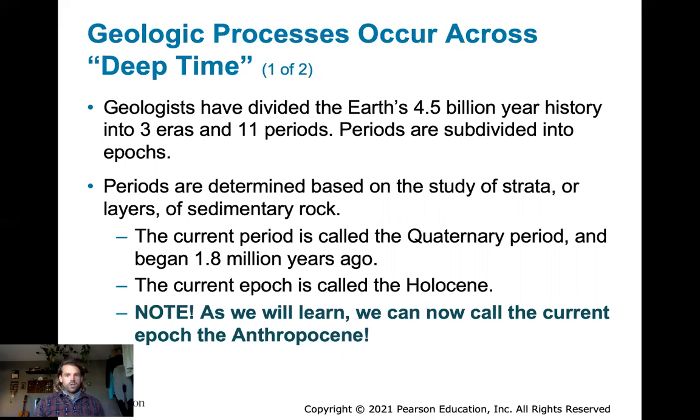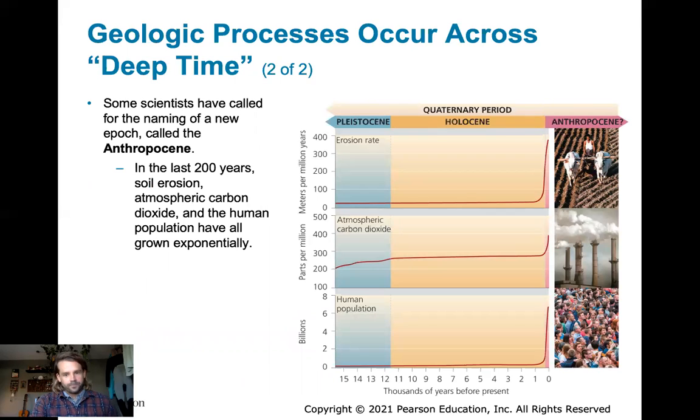The current period is called the Quaternary period, which began 1.8 million years ago. The current epoch is called the Holocene. A caveat being that some people will argue that we're now in an epoch called the Anthropocene, or the human-influenced epoch. The point is that there are certain markers in geology that you can use to determine and study what was happening at that time. And so some scientists have now called this epoch the Anthropocene.